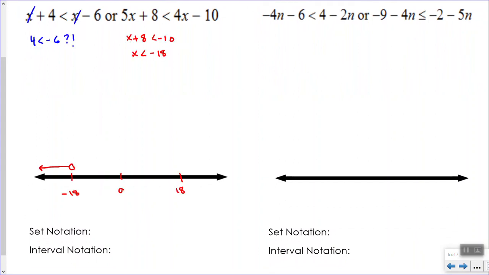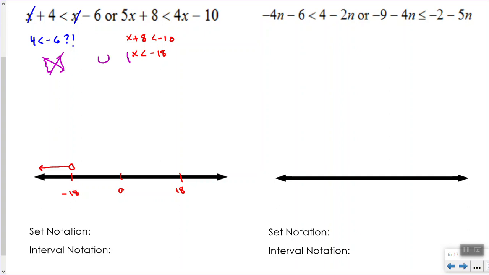Alright, this one's interesting. If we solve the inequality on the left, we get down to 4 is less than negative 6. This is a contradiction. So our inequality on the left doesn't have a solution. No solution there. If we solve the inequality on the right-hand side, we do get a solution set. We get x is less than negative 18. Now, remember that this is the union, so we're taking all the solutions from the left and combining them with the solutions on the right. Except there are no solutions to add in here.